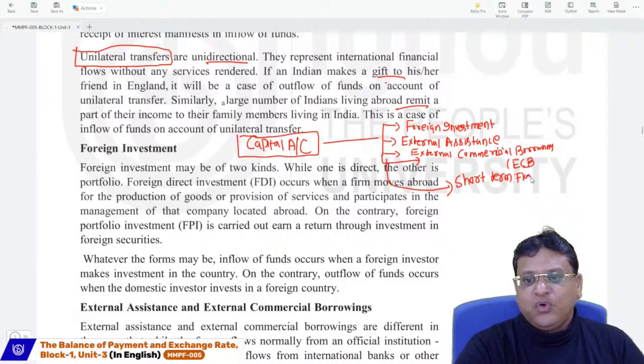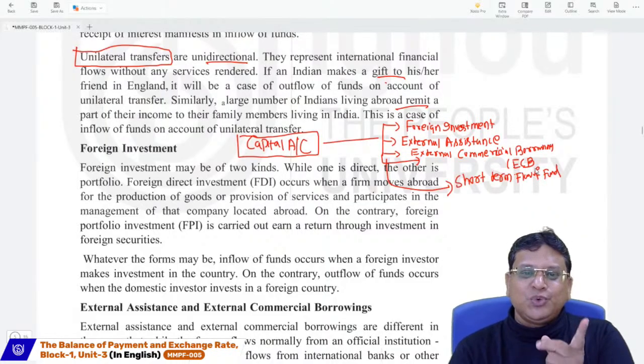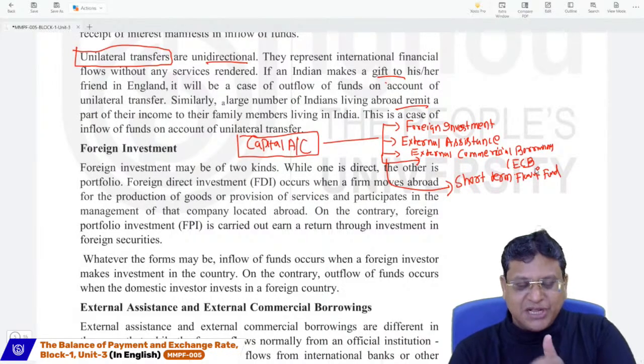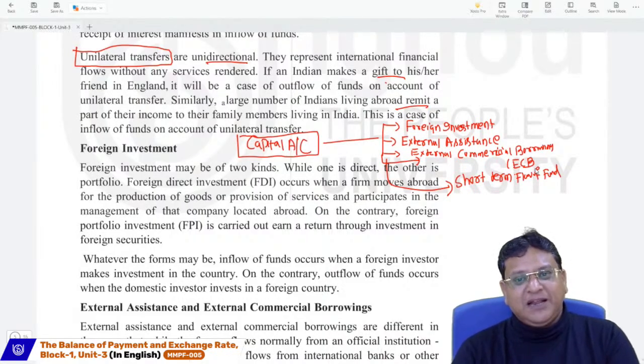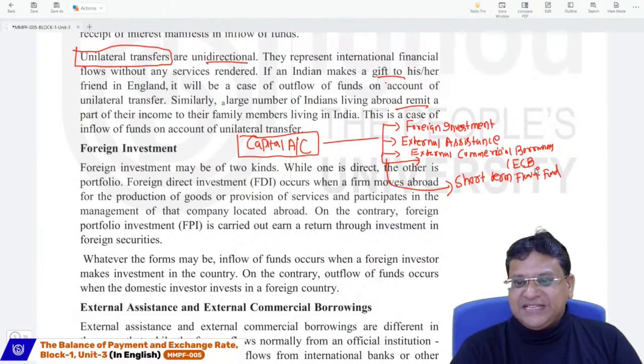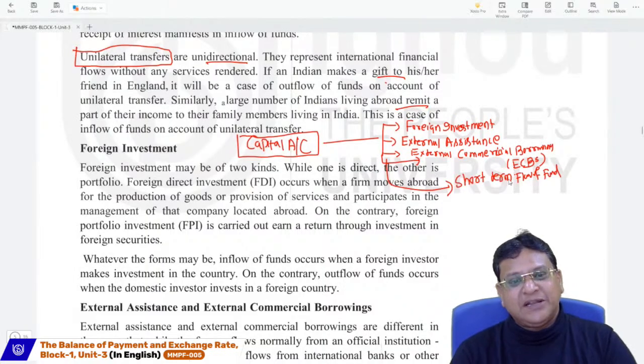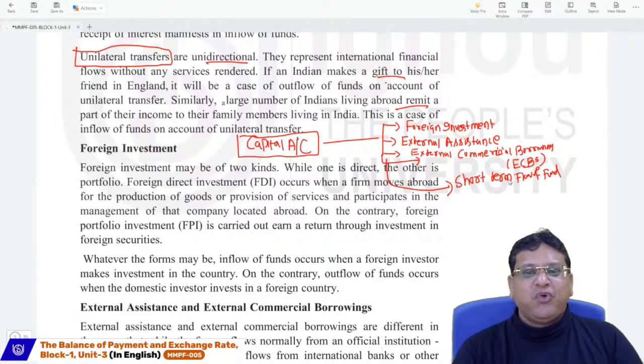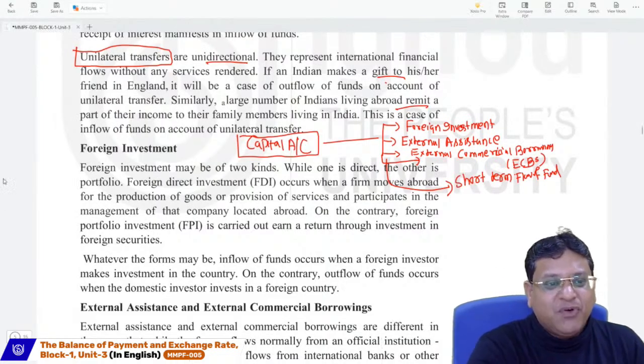Current account records only two things. One is visibles, another is invisibles. Capital account records four things: foreign investment, external assistance, external commercial borrowings or ECBs, and short-term flow of funds. These four items are recorded under capital account. So first, foreign investment. What is foreign investment?